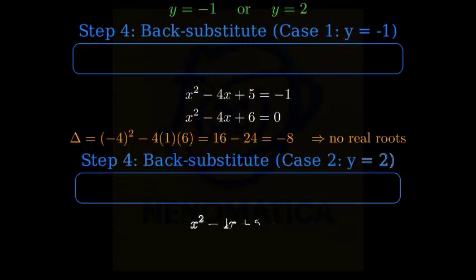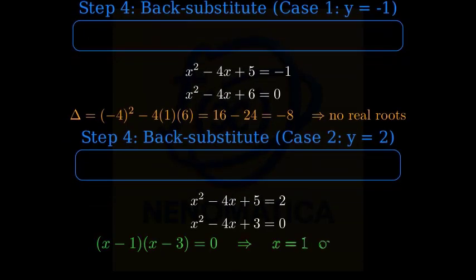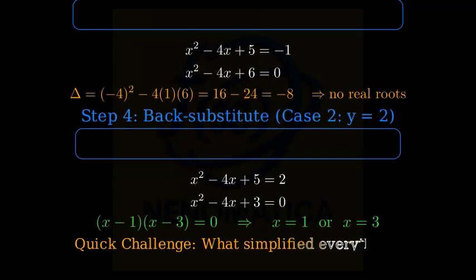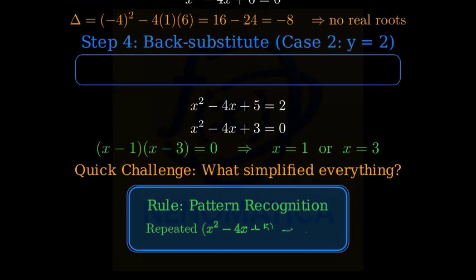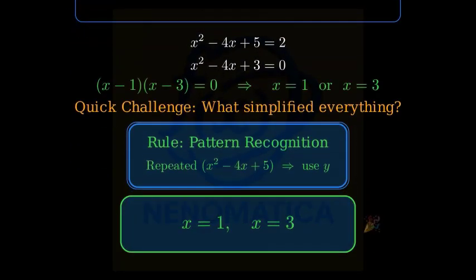Case 2. If y equals 2, then x² minus 4x plus 5 equals 2, so x² minus 4x plus 3 equals 0. Factor to get (x minus 1)(x minus 3) equals 0, giving x equals 1, or x equals 3. Quick challenge. Which step made the problem much simpler? The key was to spot the repeated expression and replace it with a single variable. Final answer: x equals 1 and x equals 3.